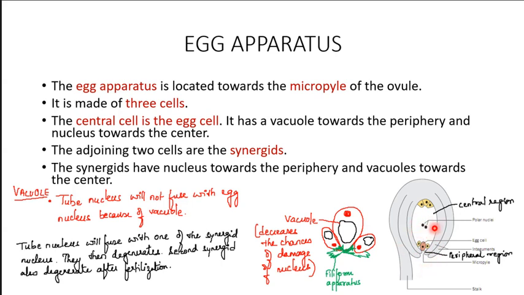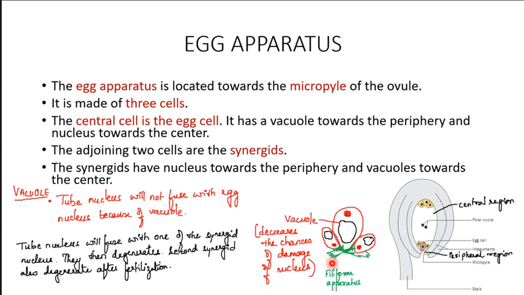In the egg cell, I have drawn it elaborately. Towards the opening side of the micropylar end, the vacuole is first and the nucleus is towards the inner side. Inner side is the interior, outer side is towards the micropylar, towards the pore side. The vacuole is present towards the outer side. But in synergids, the direction of the vacuole is opposite. Near the synergids is the apparatus known as the filiform apparatus. I'll discuss that.